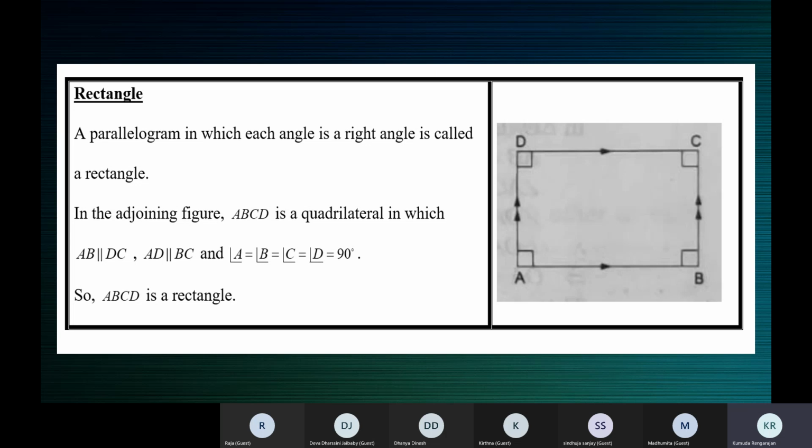What have you written? Please read what you have in your book. What do you say, ma'am? Diagonals are equal. Diagonals bisect each other, but not at right angles.